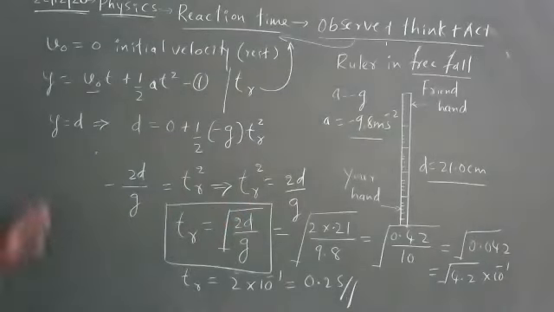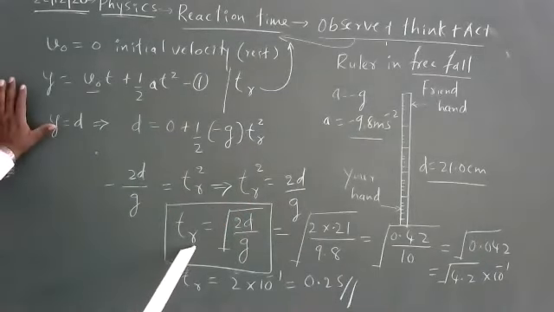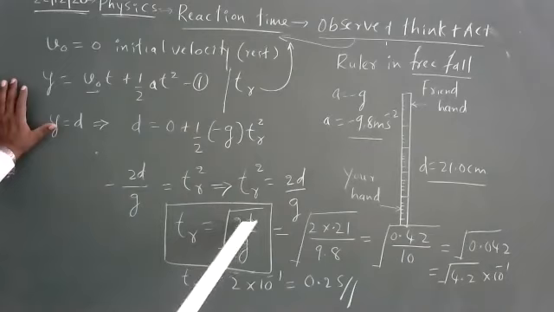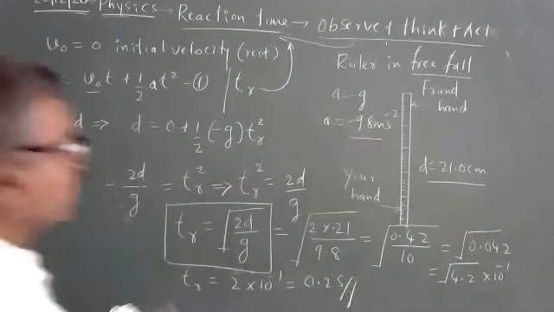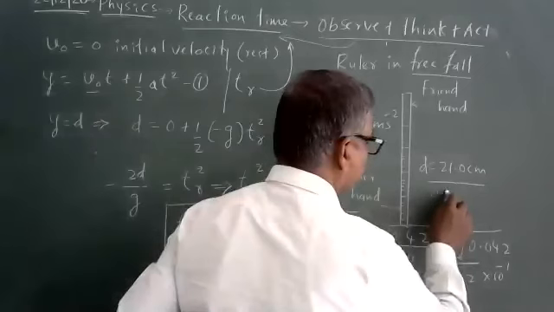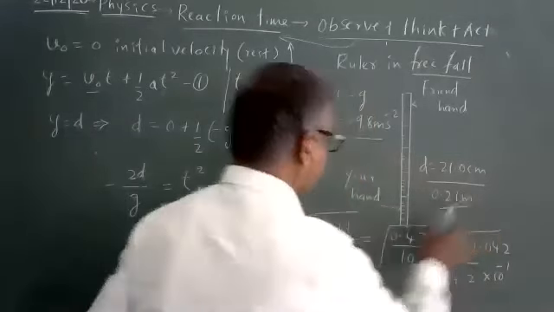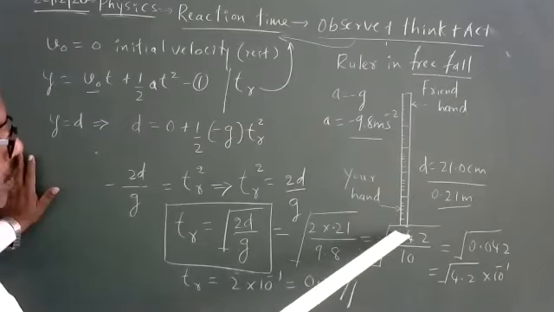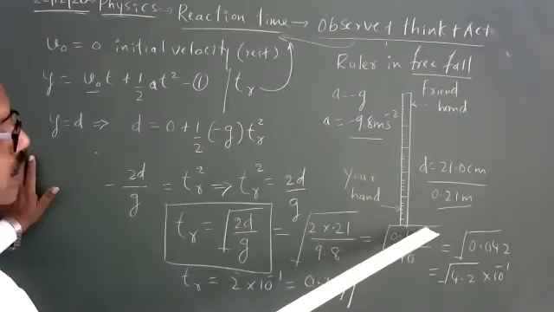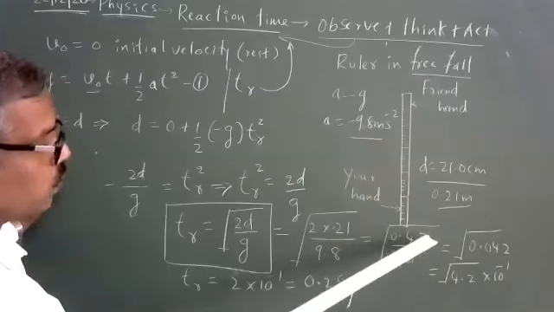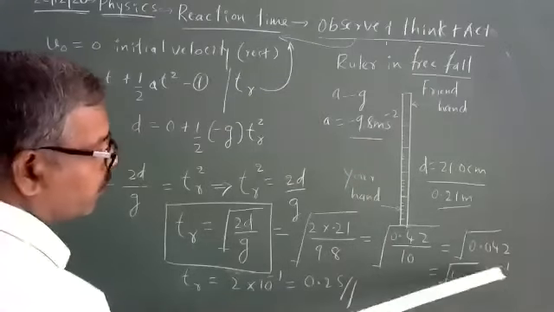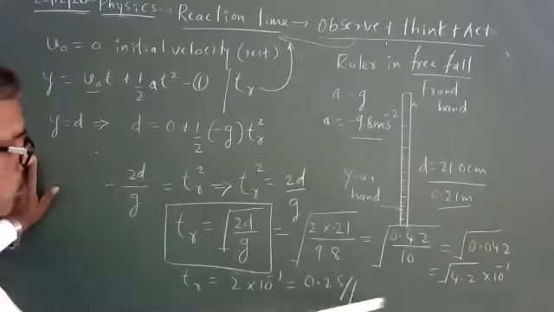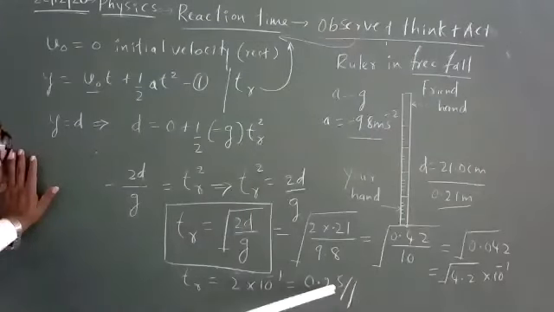So what is this typical value? Listen carefully. t R is the reaction time, which is the square root of 2 times d. d is the distance, 21 centimeters, which can be written as 0.21 meter. When I substitute in meters, 9.8 is treated as 10, so 0.42 by 10 gives 4.2 into 10 to the minus 1. The root of 4 is almost 2, and 2 into 10 to the minus 1 gives you 0.2 second.